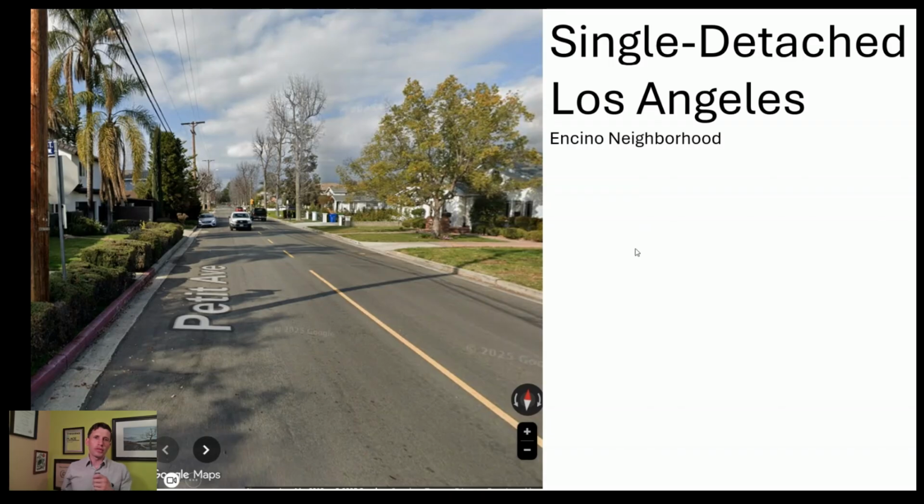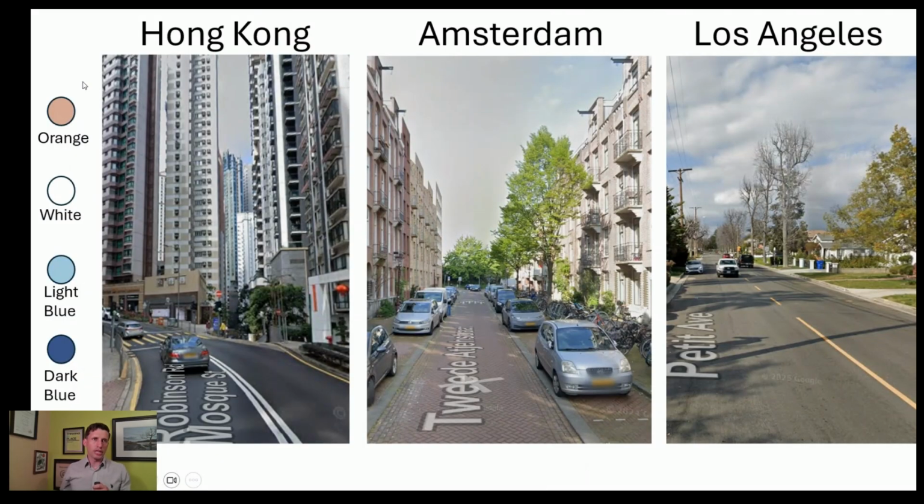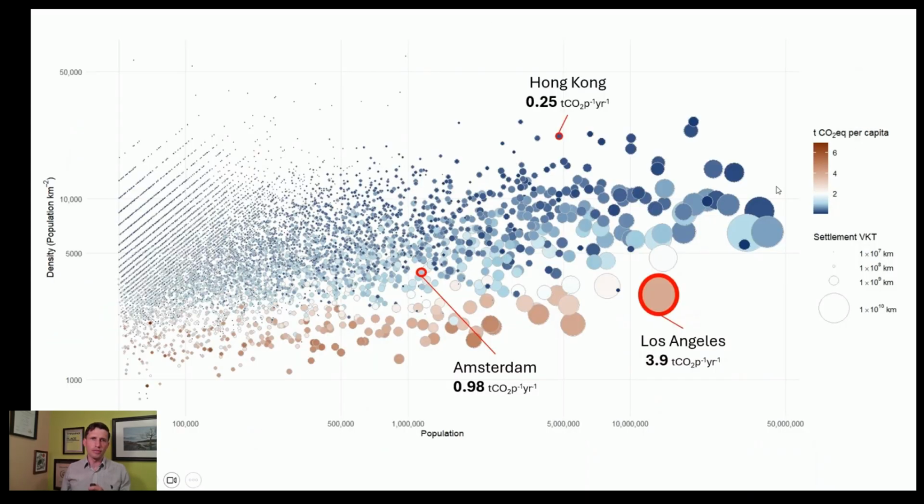Now, given what we were just looking at in terms of that graph that showed all the different cities in the world and the different colors and the relationship with density, I want you to take a moment to think about where you think each of these cities exists on that graph. What color do you think Hong Kong is? What color do you think Amsterdam is? And what color do you think Los Angeles is?